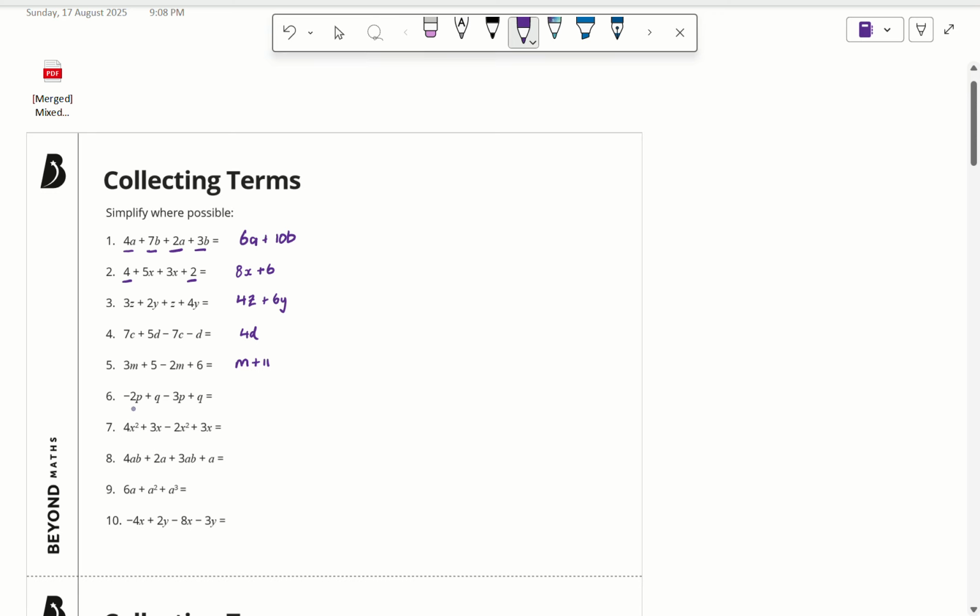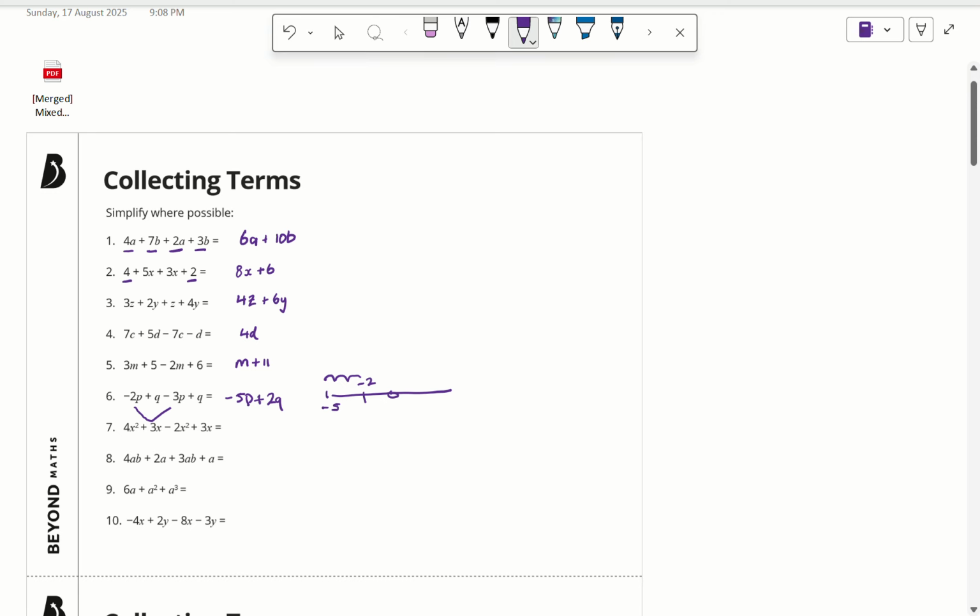I've got minus 2p and minus 3p. You need to think about the number line. If I've got minus 2 and I subtract 3, I'm going this side, so it's more negative. In fact, it's negative 5. So we've got negative 5p, and q plus q is 2q.